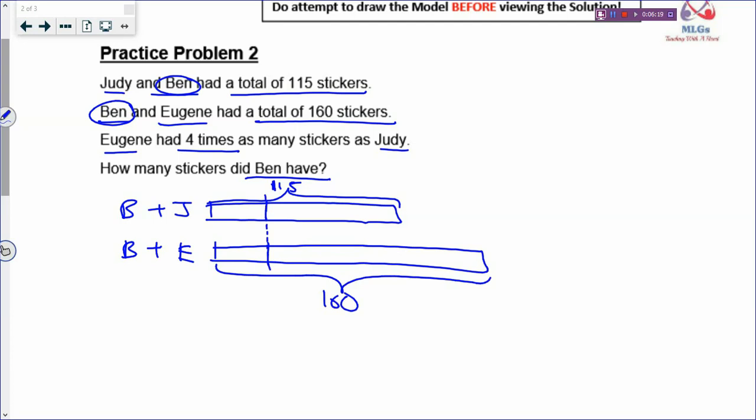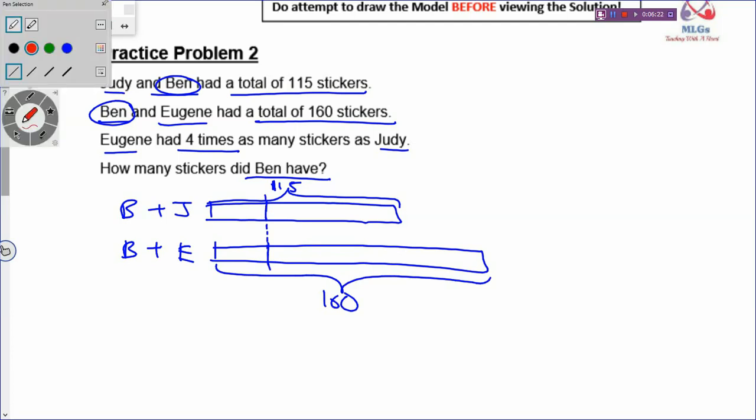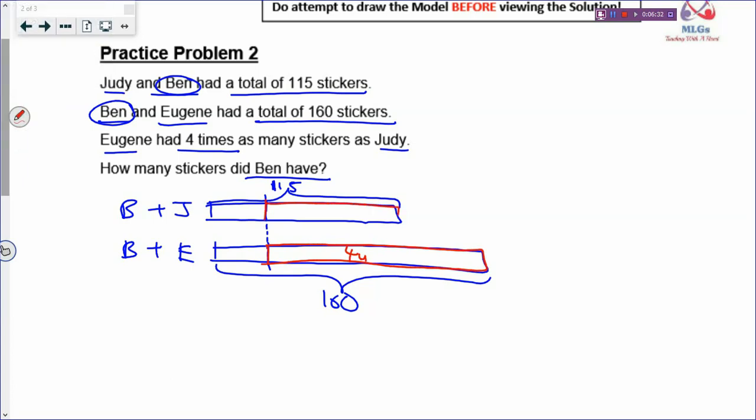So where's Eugene? Eugene is the longer part over here. This is Eugene's rectangle, and he has 4 times, so let's call it 4 units. Judy has this rectangle here, which is 1 time, or 1 unit. Do I need to erase and draw again because I want to cut into 4 boxes? You don't need to erase. If you cannot cut into 4 boxes because it's not proportional, you just put the units inside the model, 4 units, 1 unit, and you can still solve. So how many stickers did Ben have? Your question mark is over here.